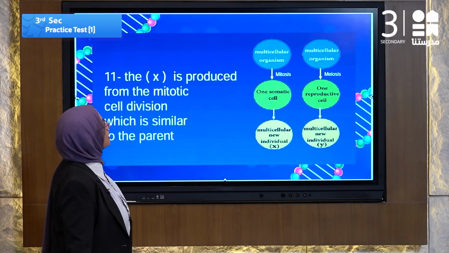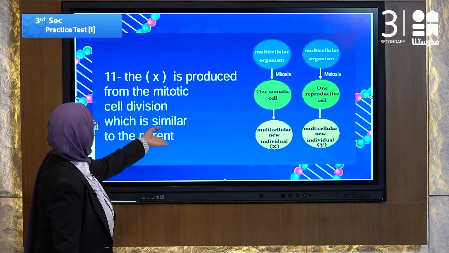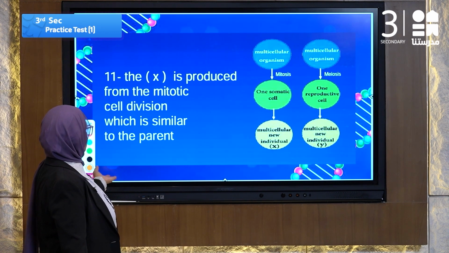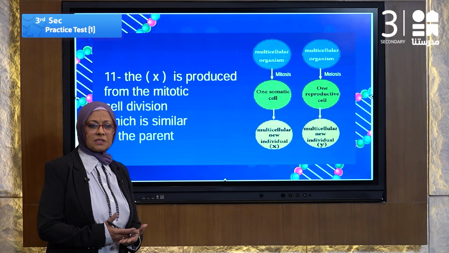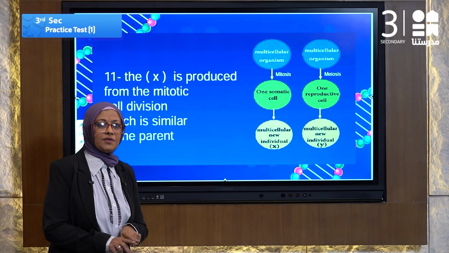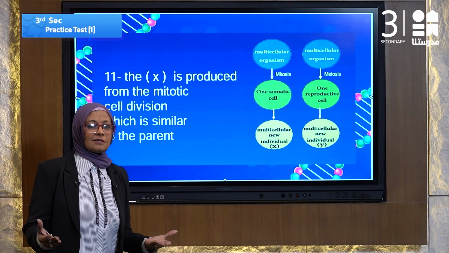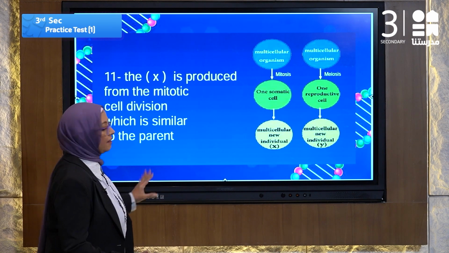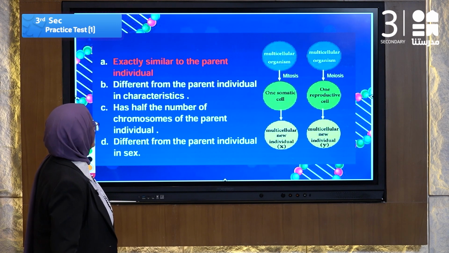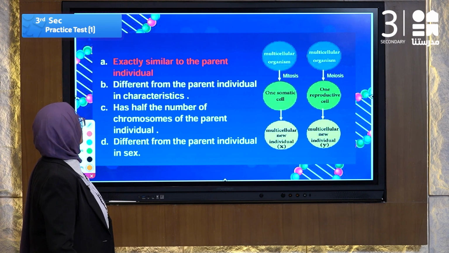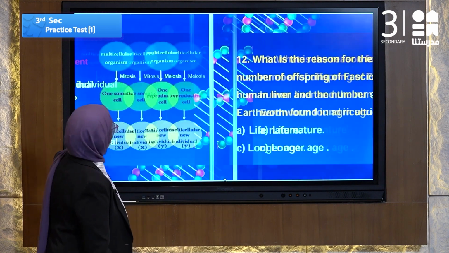Let's speak about it. X is produced from mitosis, or mitotic cell division, which is similar to the parent. Mitosis produces 2 typical individuals from their parents. The parent will disappear, but the offspring are typical to their parent. So the answer is exactly similar to the parent individuals, by mitosis. Let's go to the other question.